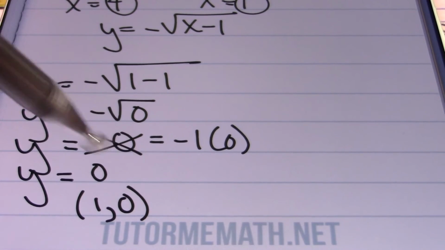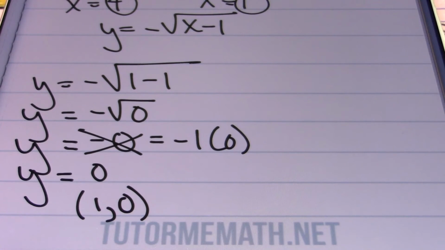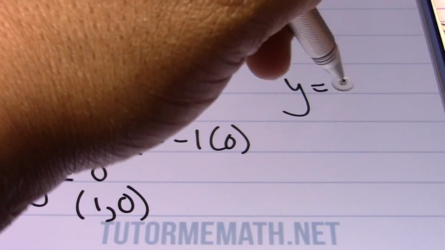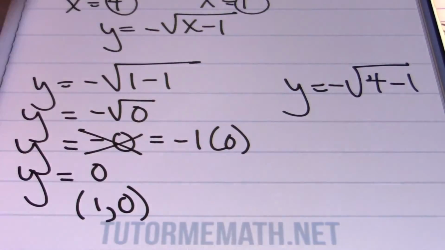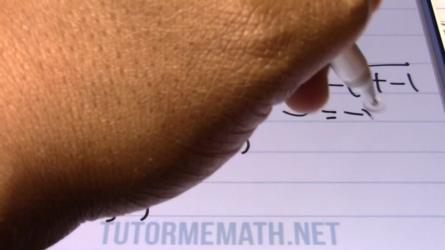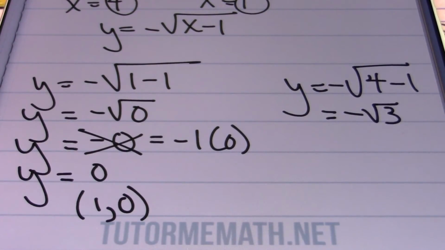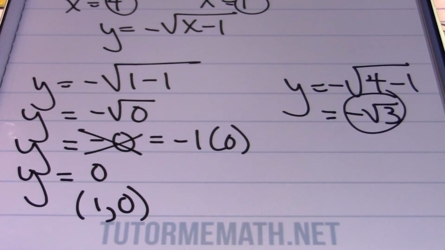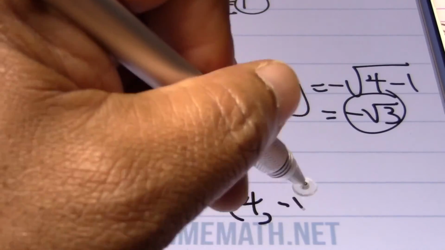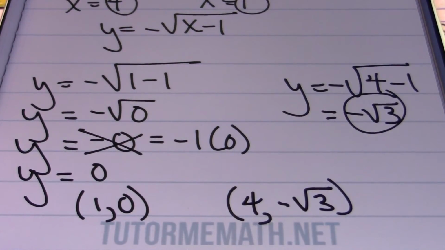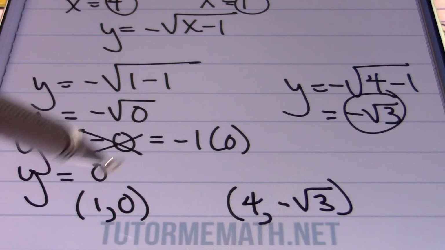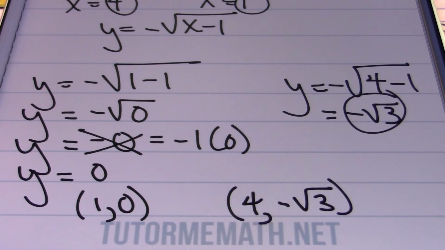All right, so this is one of our potential intersections. Now, let's plug in 4 for x and solve for y. We'll have y equals negative square root of 4 minus 1, which simplifies to negative square root of 3. So negative square root of 3 is another value of y that we may use. That means our potential point here would be (4, negative square root of 3). And we'll be testing both of these potential intersections in the original system to see if they are solutions to our problem.